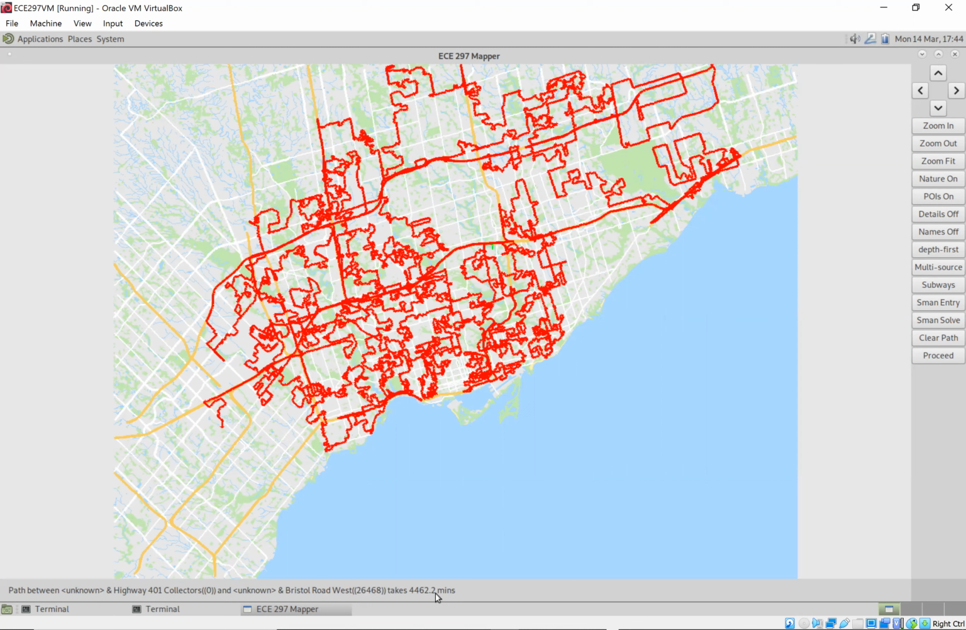Okay, so it's going to be a really long commute to work. But what is that? I divide that by 60, and it's somewhere around 55 hours. So I have to leave two to three days in advance. Okay, let me try this again.